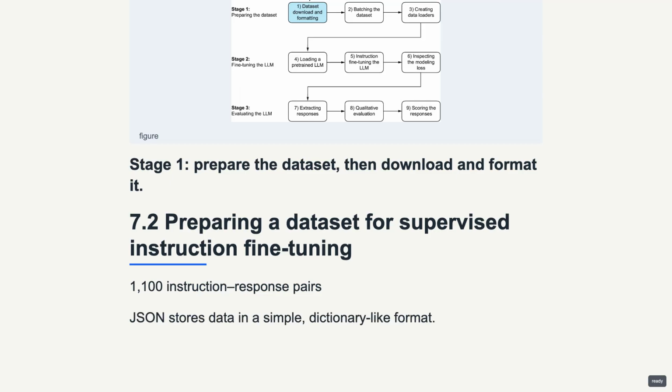JSON is a good fit because it keeps the data readable for people and easy to load in Python. Since it mirrors dictionaries, each example can carry fields like instruction, input, and output without any extra parsing complexity.